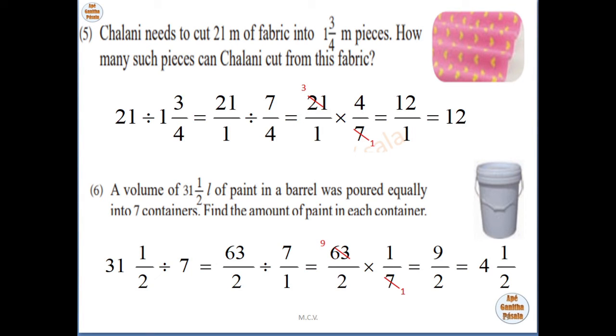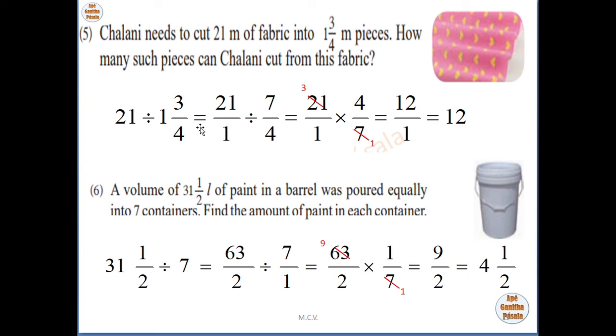The next problem, fifth one. Chalani needs to cut 21 meters of fabric into pieces of 1 and 3/4 meters. How many such pieces can Chalani cut from this fabric? The bigger piece is 21 meters that she wants to cut into small pieces. One small piece is 1 and 3/4. So you have to divide 21 by 1 and 3/4.